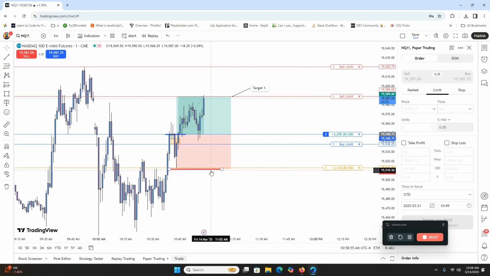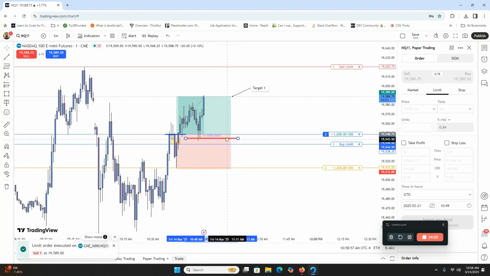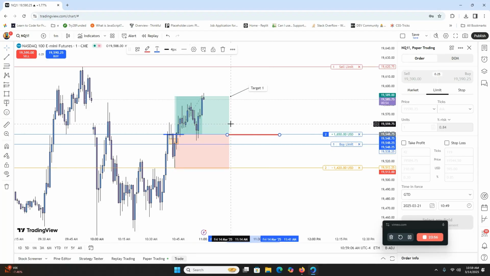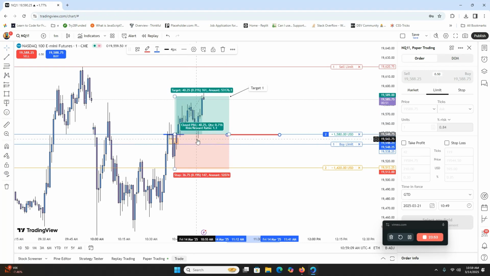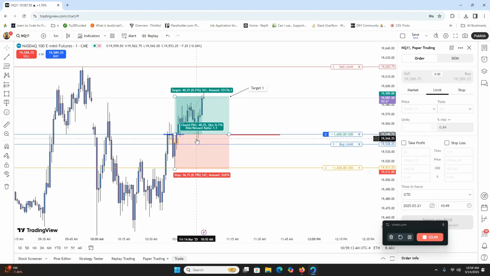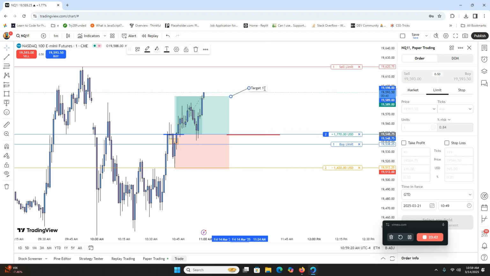Now, hypothetically speaking, it filled right there. Good. So hypothetically speaking, our stop is now at break even. It's a free trade. I don't know if it's high resistance because we didn't take much drawdown, right? So target one hit. Let's put that in. Hit. Next, we're aiming for these highs.